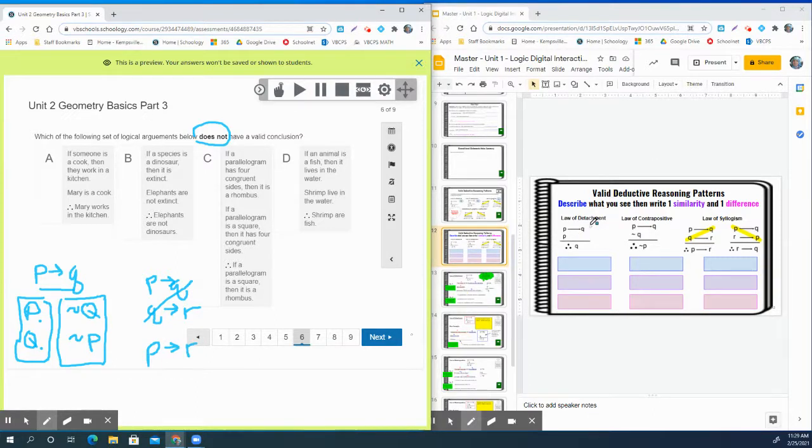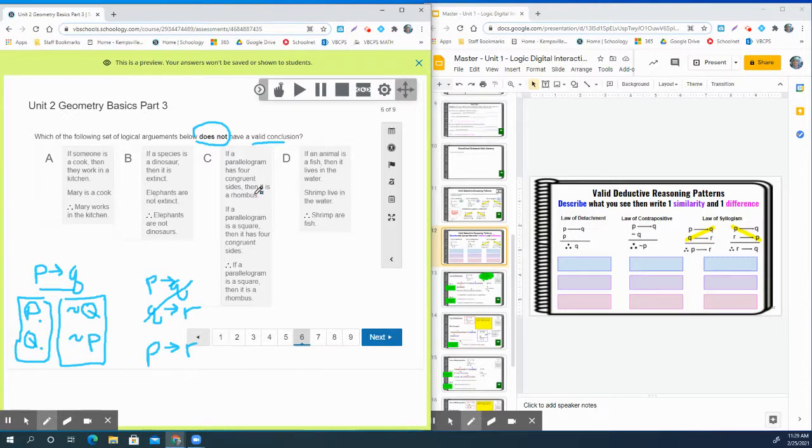So when you're asked about valid patterns, what is a valid conclusion? I don't care about truth. I want you to think like a lawyer. I don't care if it's true or not. I don't care if somebody's guilty or innocent. I care about whether they broke the law. So I care about whether these laws are holding up.